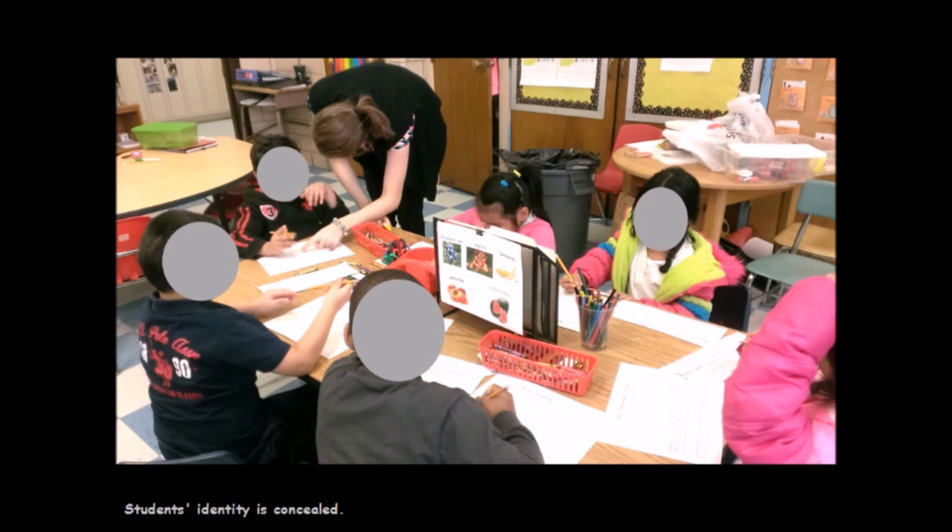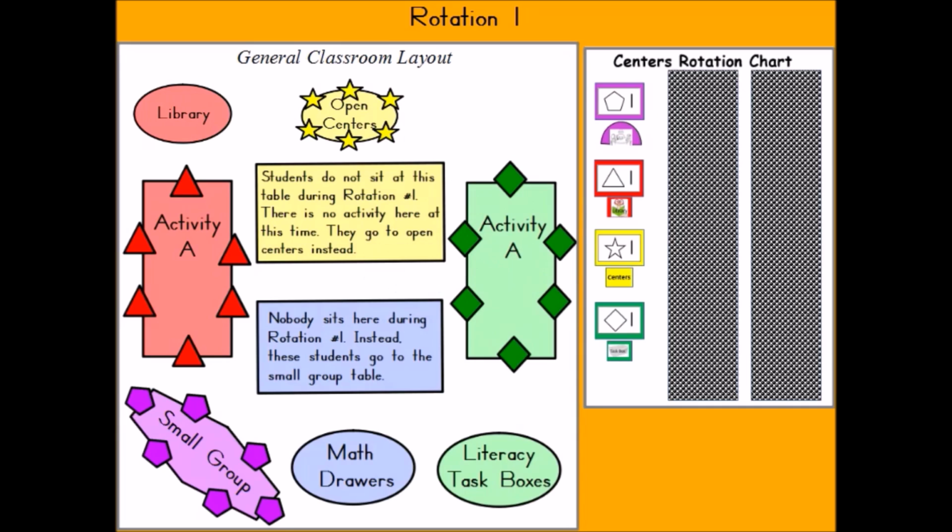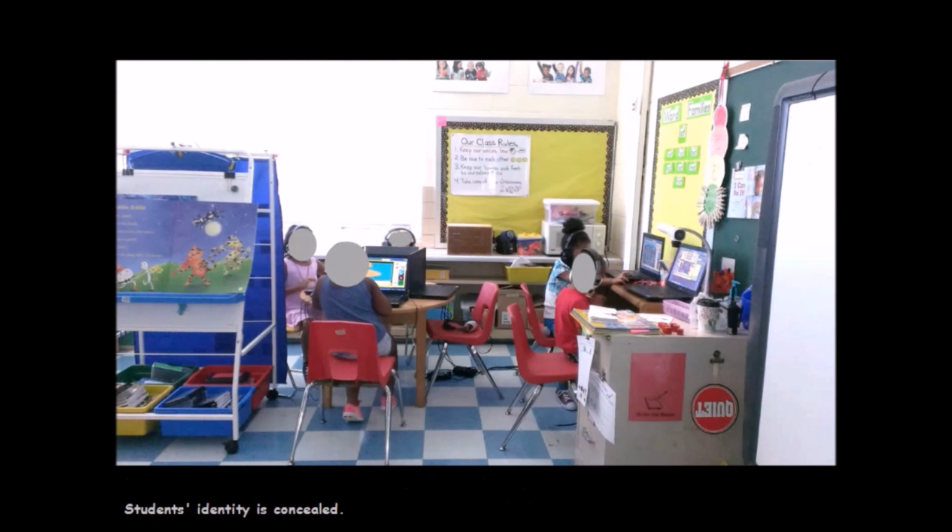Here are the students working at the red table. Take note of the assignment that they are working on. When they are finished with this assignment, they will go to the library. Take a look at the note on the yellow table. It says that students do not sit at this table during rotation number 1. There is no activity here at this time. They go to open centers instead.